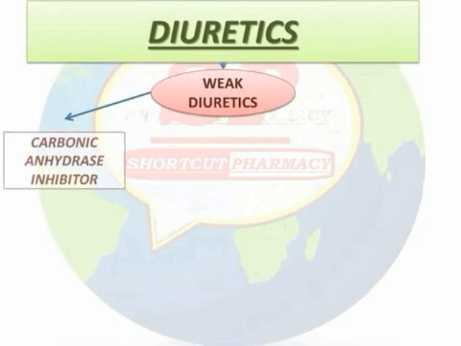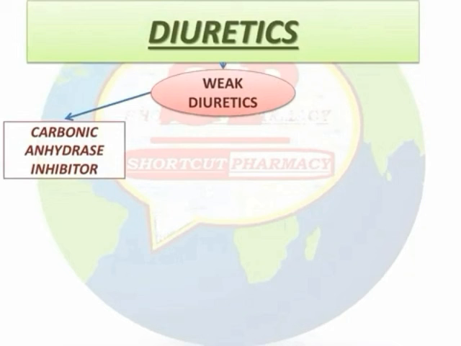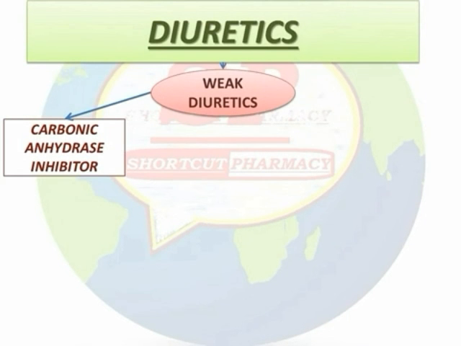And next one is potassium sparing diuretics, that means K plus sparing diuretics. So the potassium sparing diuretics are spironolactone, amiloride, and trimethoprim. These act at the level of the collecting tubules and in the DCT, distal convoluted tubules.